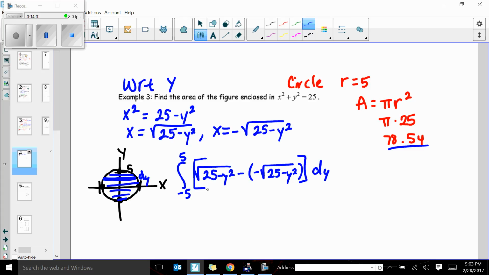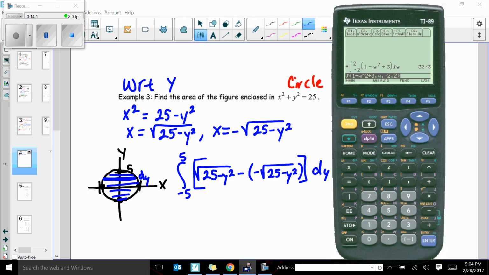If I'd chosen to do this, though, with respect to x, it would be almost identical because circles are very symmetrical. And so if you note it, you could simplify this a little bit, but let's just go ahead and do this one in the calculator because I feel like we actually need more practice with this than with by hand.